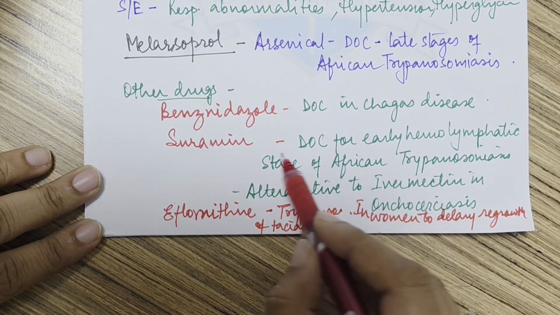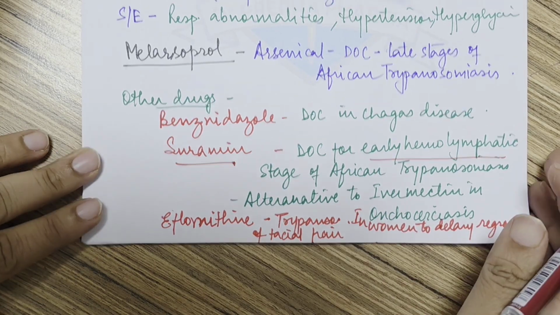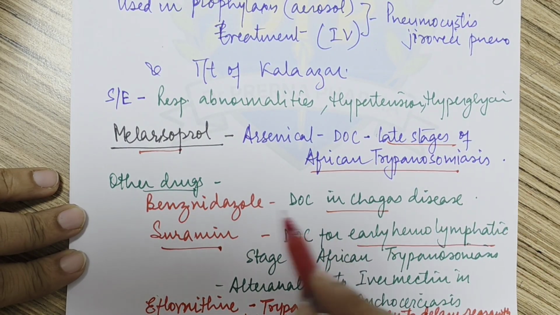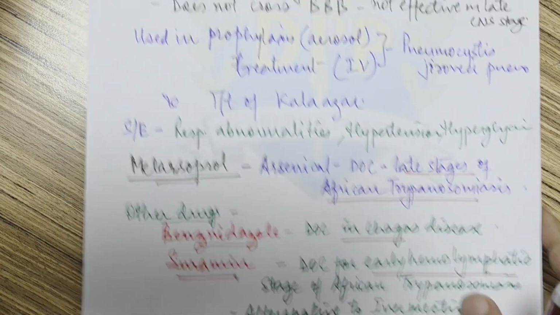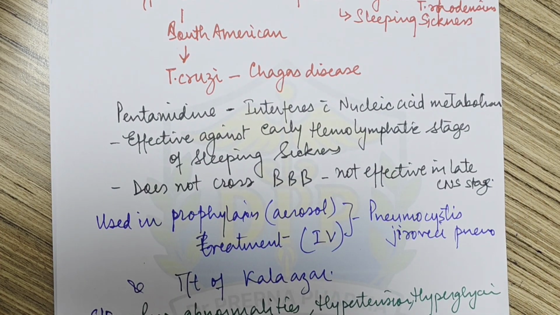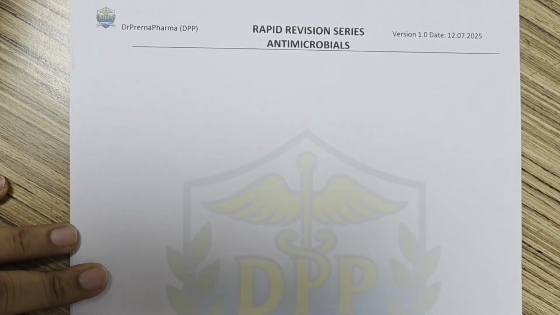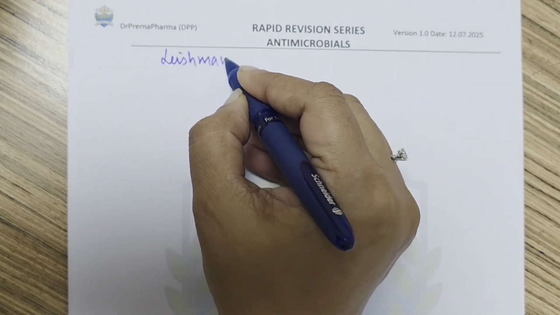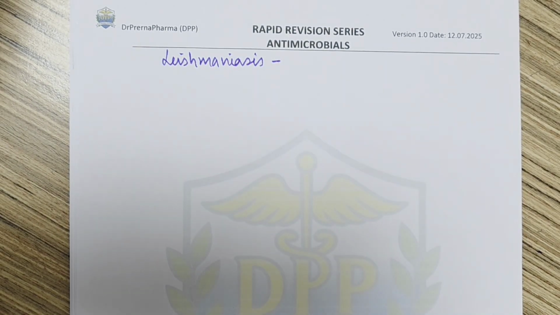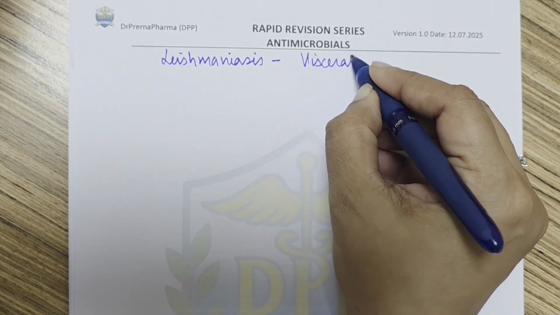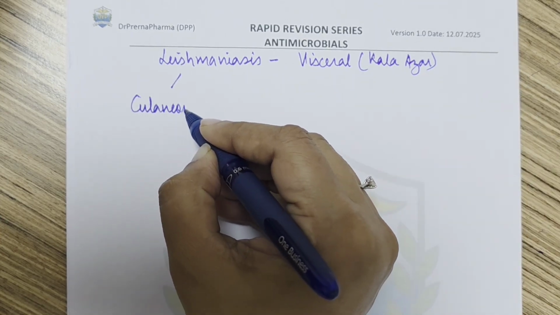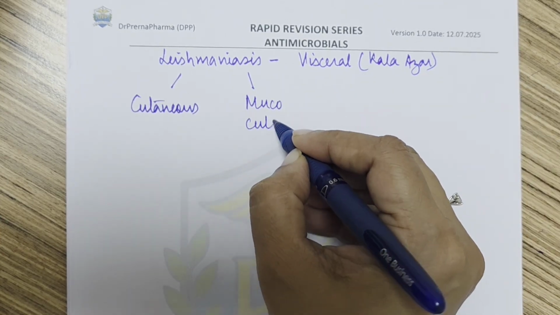In early hemolymphatic stages, suramin is used. In late African trypanosomiasis, melarsoprol is used, and in Chagas disease, benznidazole is used. Otherwise, we also have pentamidine, which is used in the early hemolymphatic stages of sleeping sickness. The next disease that we look into is the drugs for leishmaniasis. Okay, so leishmaniasis is of three types. It can be visceral, which is called as Kala Azar. It can be cutaneous, and it can be mucocutaneous.